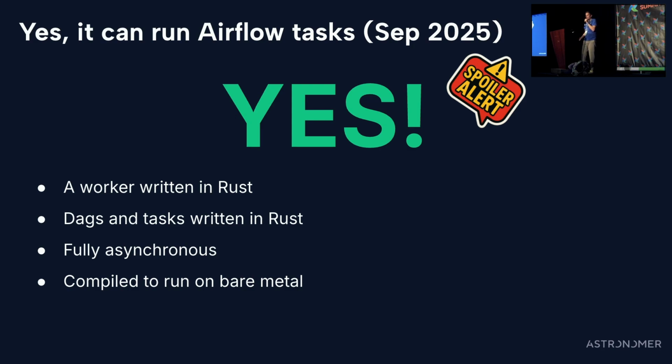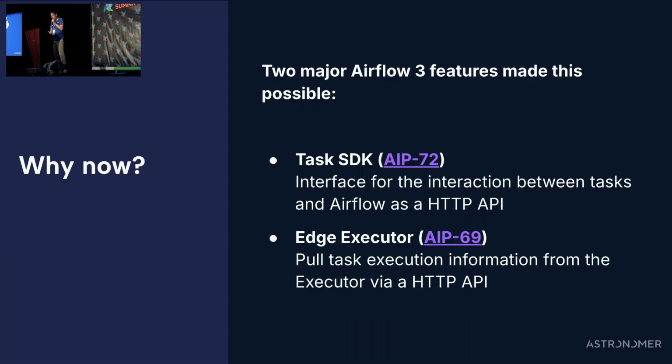First, you need a worker written in Rust. As well, you need DAGs and tasks written in Rust. Make everything asynchronous and then just compile it to bare metal. That's it. We are done here. Well, let's talk a bit about how we got there. Why can we do it now? And why not just two years ago?